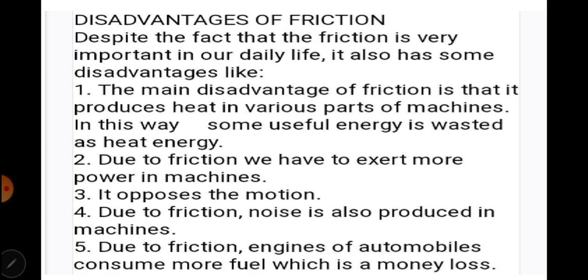Disadvantages. I will read a few, you read all. Despite the fact that friction is very important in our daily life, it also has some disadvantages. The main disadvantage is that friction reduces the age of machinery. Machinery will wear and tear. Due to friction, we have to exert more power. It opposes the motion. Due to friction, noise is also produced in machinery. Due to friction, engines of automobiles consume more fuel.